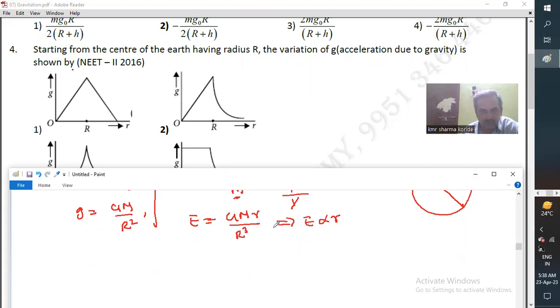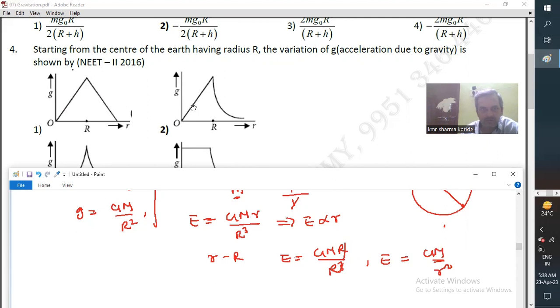Once r is greater than capital R, we write the equation outside. This is well outside, or at least on the surface. If you take r equal to R, thereafter E is equal to GM times capital R divided by R cube. So therefore, if you take any point outside, E is equal to GM by small r square.